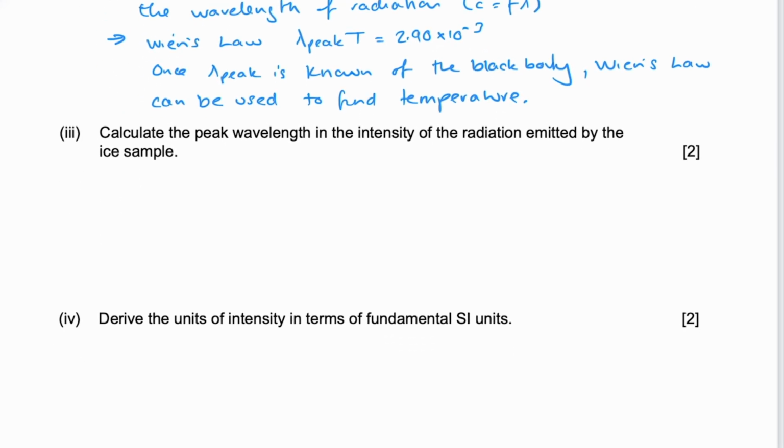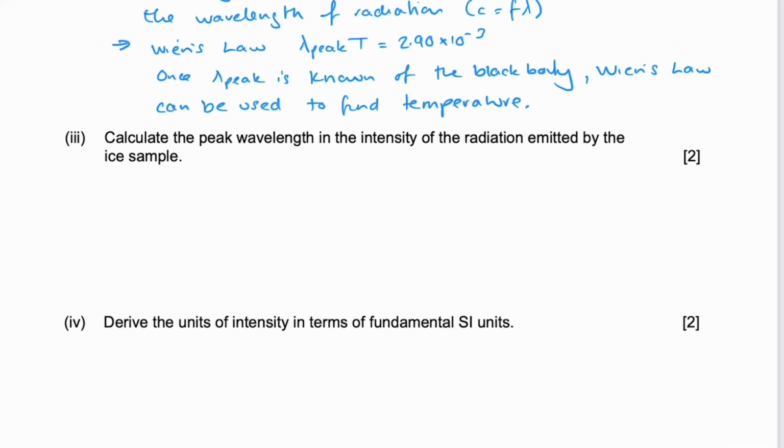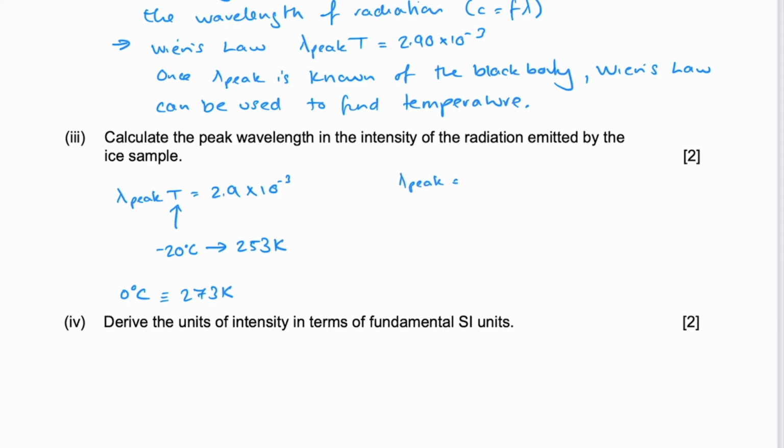3. Calculate the peak wavelength and the intensity of radiation emitted by the ice sample. No problem. We'll use the relationship we've just talked about, lambda peak T. The only thing we have to do here is change our temperature from minus 20 degrees Celsius to Kelvin, and that will be 253 Kelvin, because don't forget that 0 degrees Celsius is equivalent to 273 Kelvin. So minus 20 degrees Celsius is 253. Therefore, lambda peak equals 2.90 times 10 to the minus 3 divided by 253, which gives us a wavelength of 1.1 times 10 to the minus 5 meters.